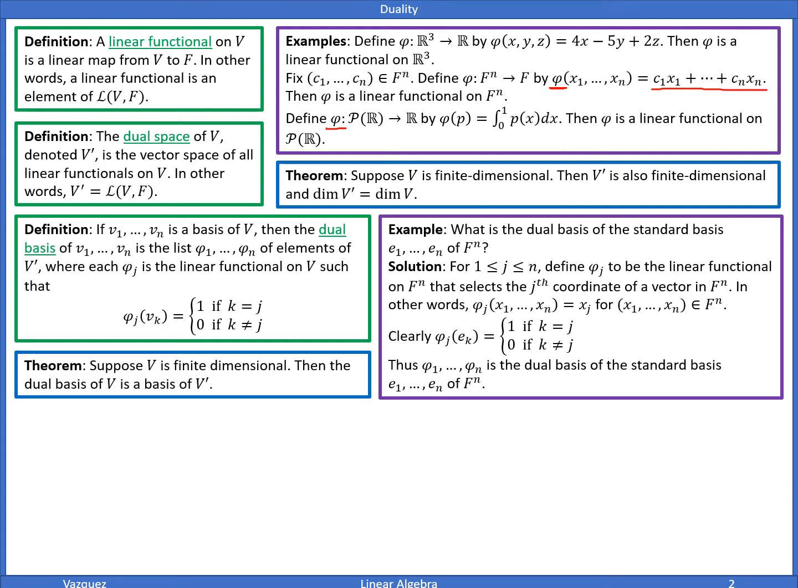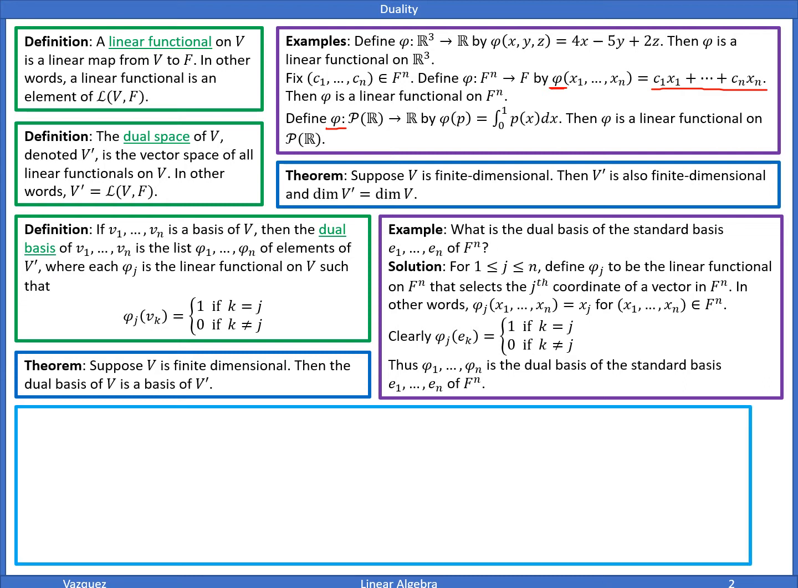Okay, so this theorem follows. Suppose V is finite dimensional. Then the dual basis of V is a basis of V prime, the dual space, right? So, not much to it. Suppose v_1 to v_n is a basis of V. Let phi_1 to phi_n denote the dual basis.